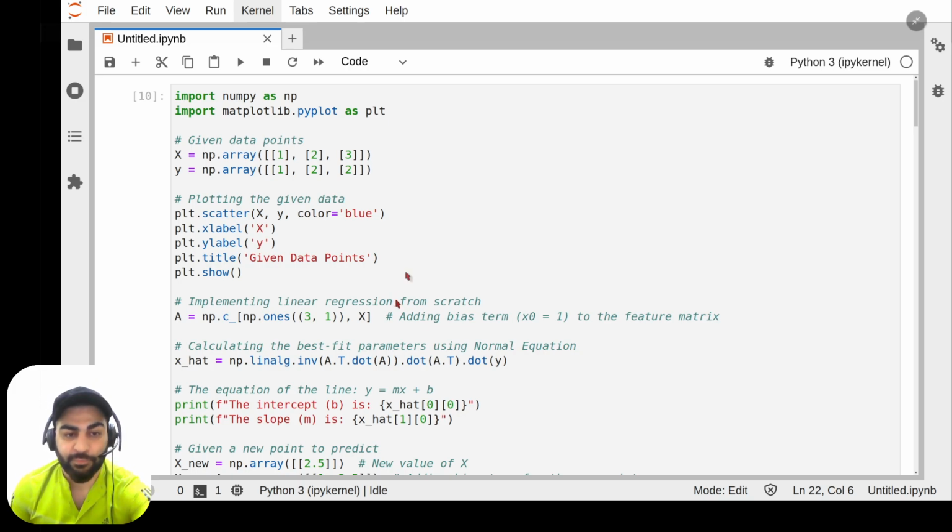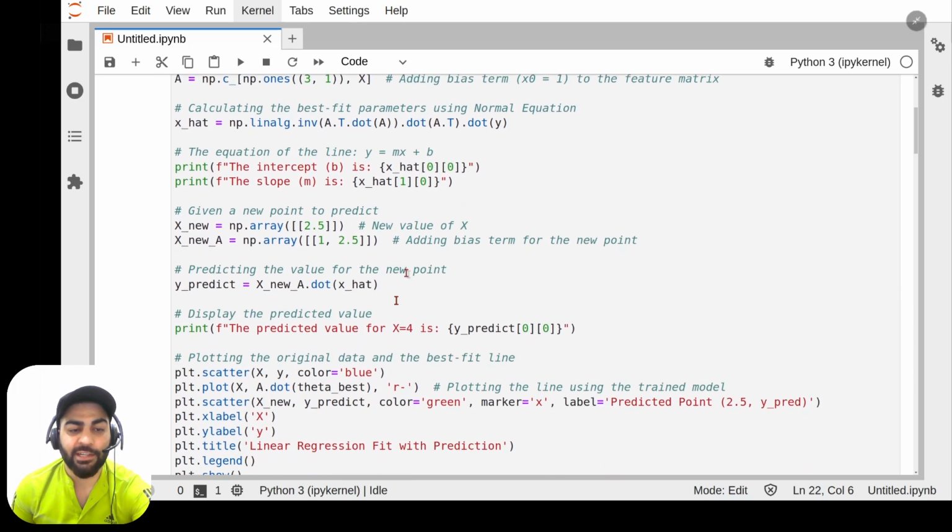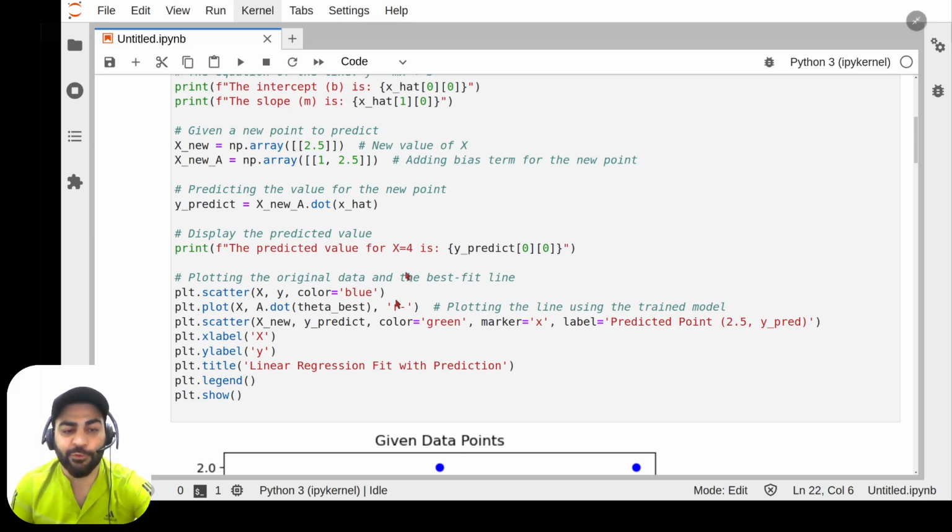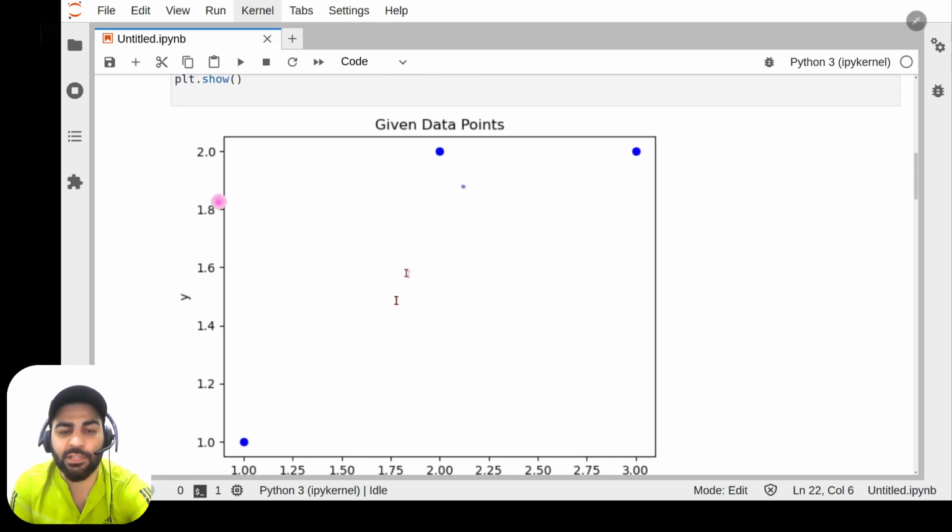Yes, sir. Okay, so afterwards what I did is I took a new point. This new point is 2.5, and I had to predict based on this. So I take this x new and take the dot product with the parameters that I got, and it gives the prediction of the value. Now if you again see this, these were our data points: this was our first data point, this was our second, and this was our third data point.